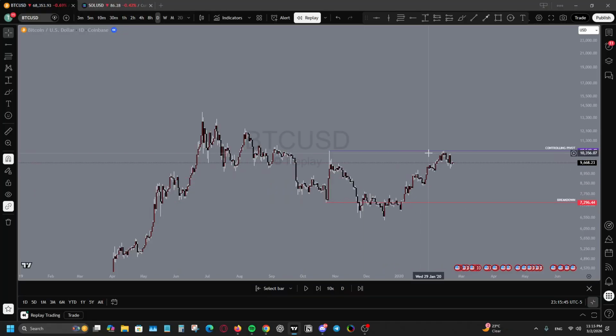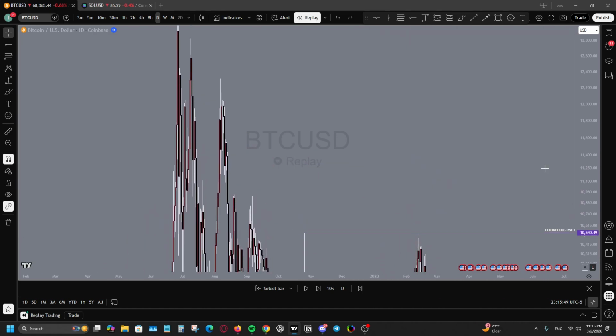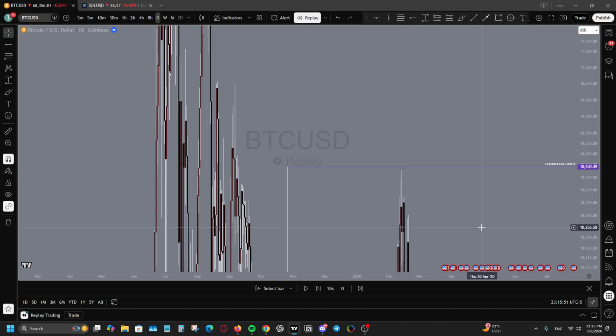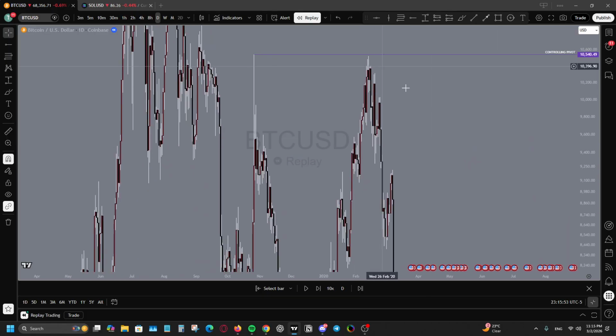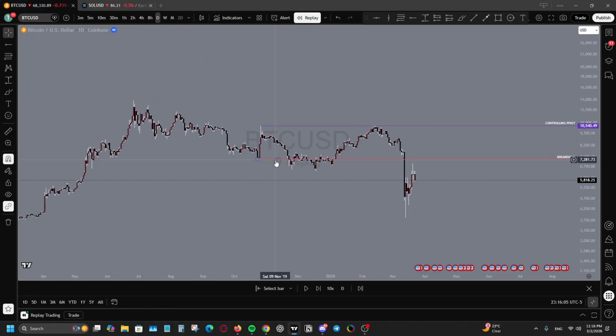And then look at that. Boom. Oh, we never broke the controlling pivot. Guess what? The downtrend is still valid. This is just a pullback into a supply zone that's part of this downtrend, all right? You can go to a lower time frame and find it. But look, downtrend now updated, baby.